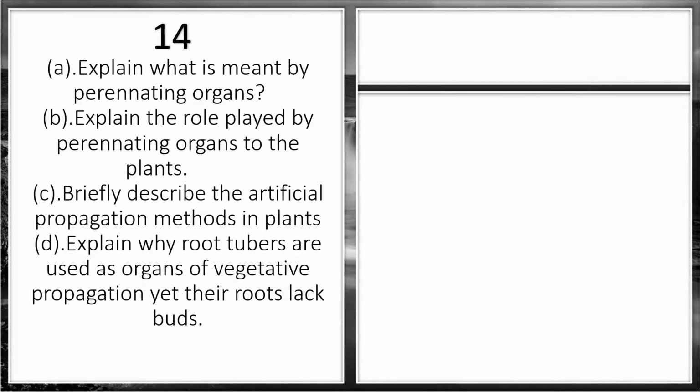Question 14. Explain what is meant by pollinating organs. Explain the role played by pollinating organs in plants. Part C. Describe the artificial propagation methods in plants. D. Explain why root tubers are used as organs of vegetative propagation, yet their roots lack buds.